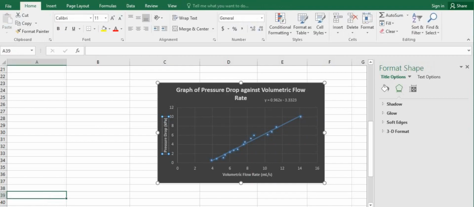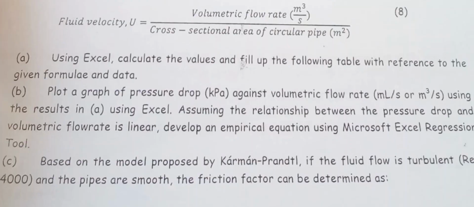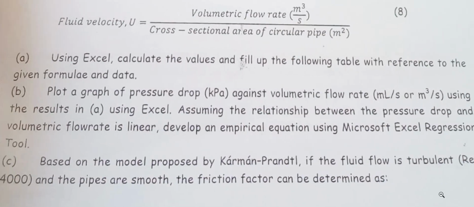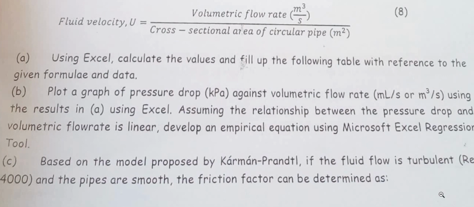So for the next part of the question, we have, based on the model proposed by Karman-Prandtl, if the fluid flow is turbulent, that is, if RE is greater than 4000 and the pipes are smooth, the friction factor can be determined as 1 over root F equal to 1.930 log to base 10 of RE multiplied by root F, minus 0.537.